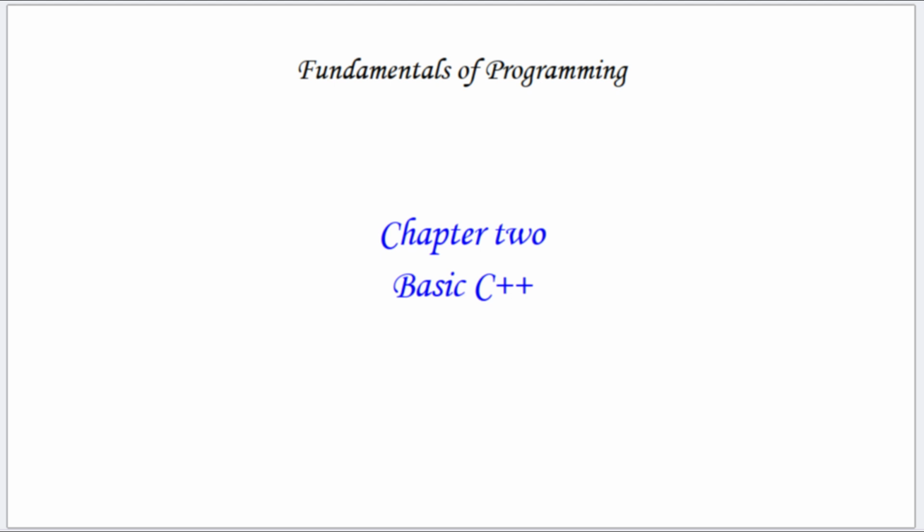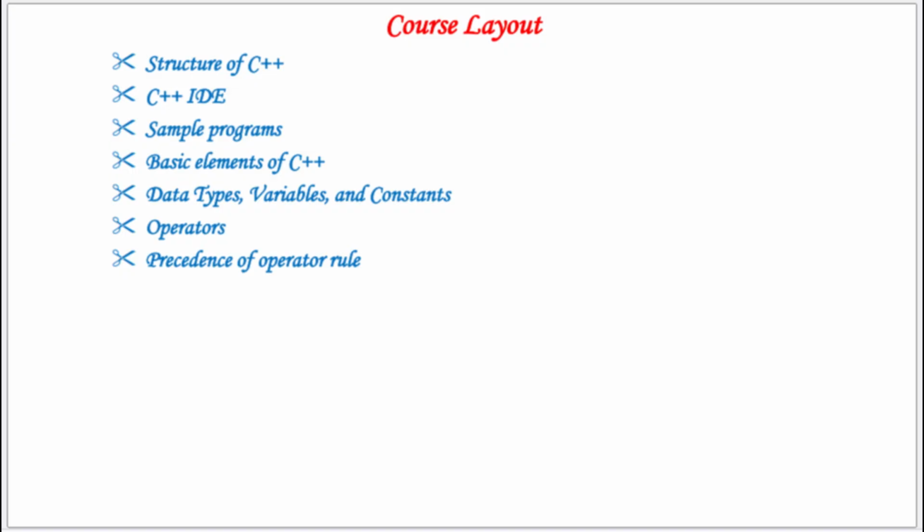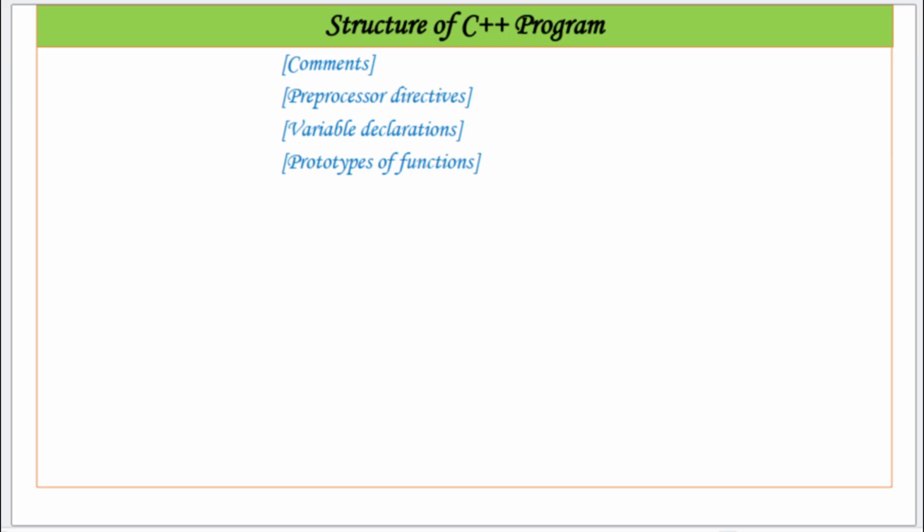Fundamentals of Programming, Chapter 2: Basic C++. Course layout: Structure of C++, C++ IDE, Sample Programs, Basic Elements of C++, Data Types, Variables, and Constants, Operators, Precedence of Operator Rule. Structure of a C++ program: Comments, Preprocessor Directives, Variable Declarations, Prototype, Functions.